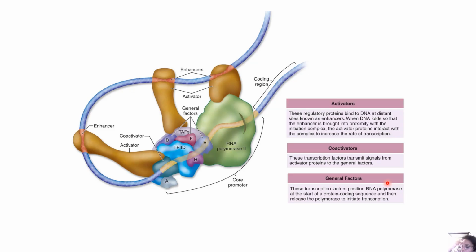Specific activators, these are regulatory proteins that bind to DNA at distant sites known as enhancers. And when DNA folds so that the enhancer is brought into proximity with the initiation complex, the activator proteins interact with the complex so that it increases the rate of transcription. Then we have co-activators. These transcription factors transmit signals from activator proteins to the general factors, and these transcription factors position RNA polymerase at the start of a protein coding sequence and then release the polymerase to initiate transcription.